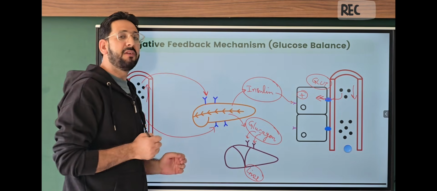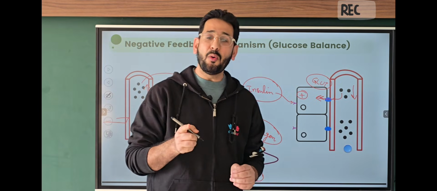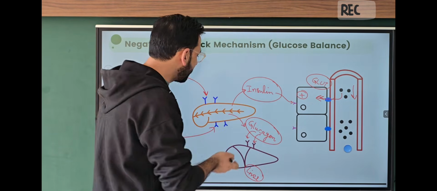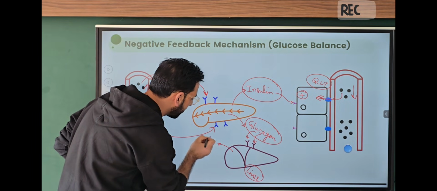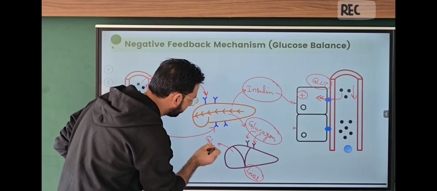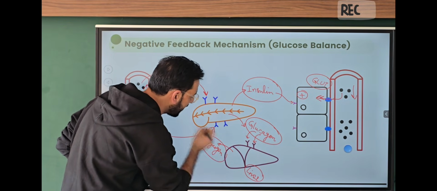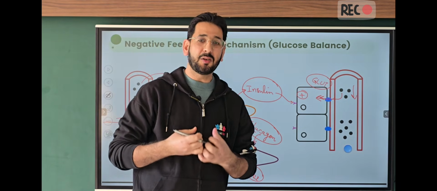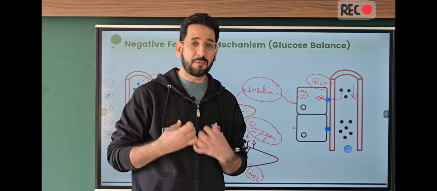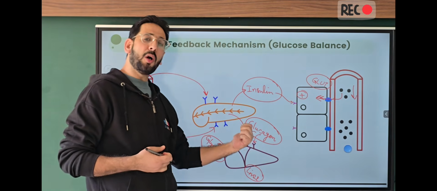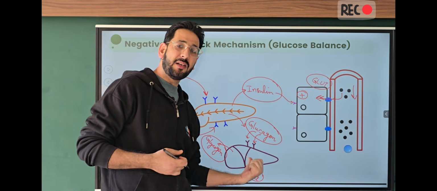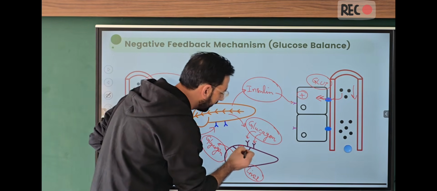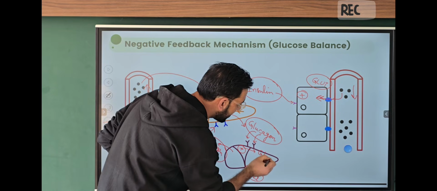This glucagon will act on the liver, and we have glucose inside our liver in the storage form, and that storage form we call glycogen. So glycogen is the storage form of glucose. So we have stored glucose inside the liver in the form of glycogen. Now what this glucagon will do is, it will act on the liver and it will stimulate the process of glycogenolysis.